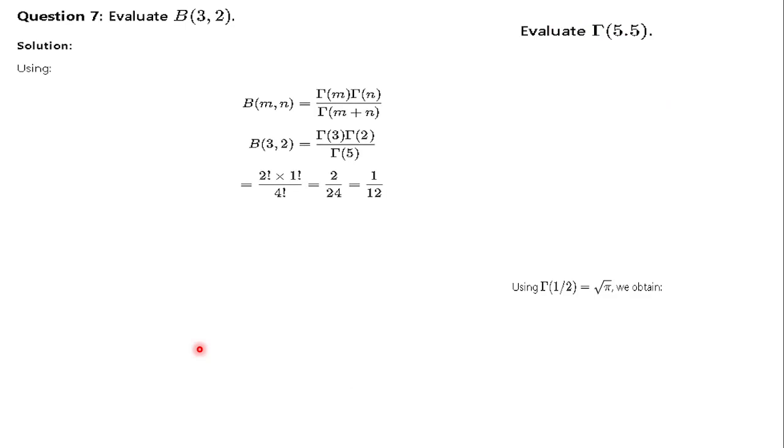Now, for example, I just taught you how to evaluate. I said find beta of 3 and 2. This is the formula you put. Are you with me? Yes, sir. So gamma of 3 is 2 factorial, gamma of 2 is 1 factorial, and gamma of 5 is 4 factorial. 2 factorial is 2, and 4 factorial is 24. So this automatically gives you your answer, right?